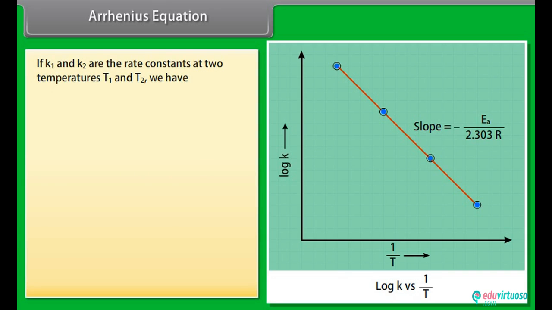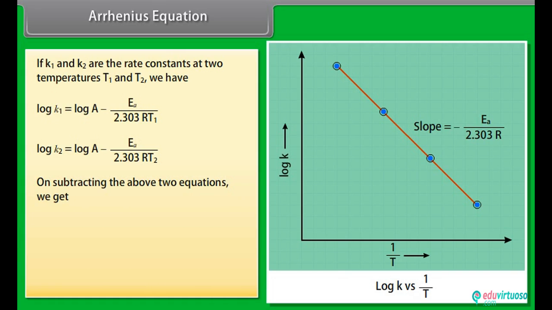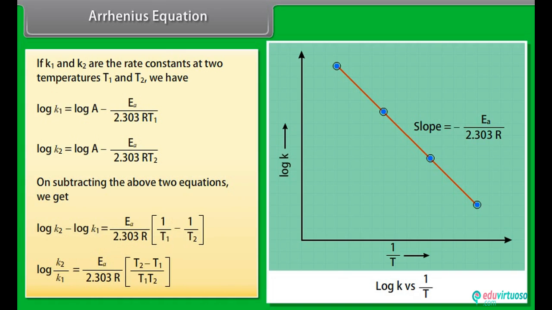If k1 and k2 are the rate constants at two temperatures T1 and T2, we have log k1 is equal to log A minus Ea upon 2.303 RT1. Log k2 is equal to log A minus Ea upon 2.303 RT2. On subtracting the above two equations, we get log k2 upon k1 is equal to Ea upon 2.303 R multiplied by T2 minus T1 upon T1 T2.